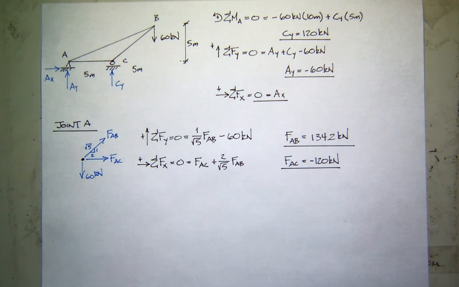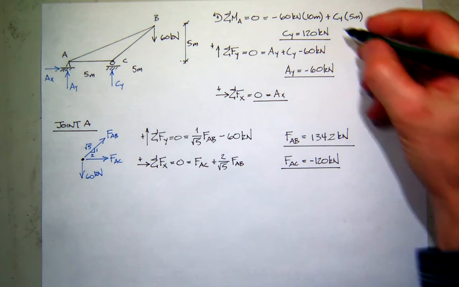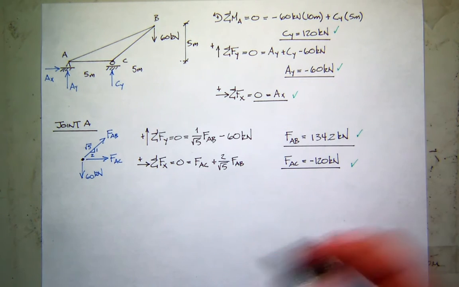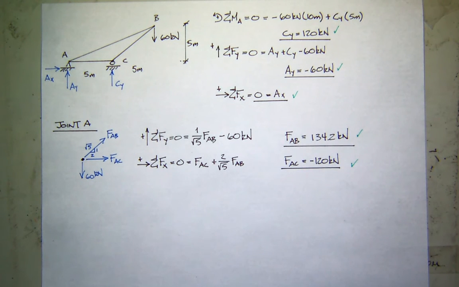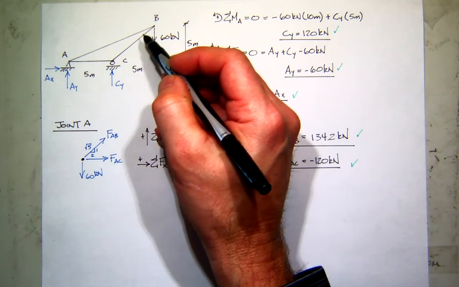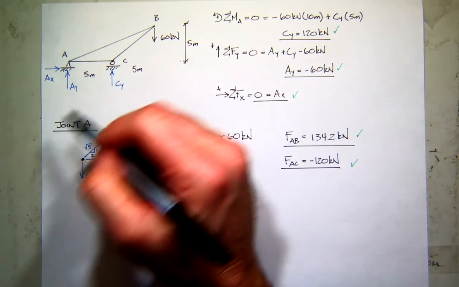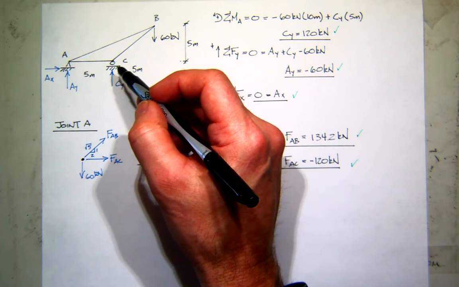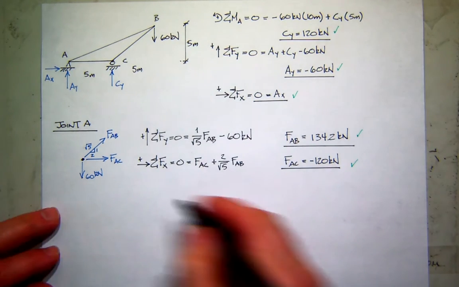So let's see. I have 1, 2, 3, 4, 5. I only have one thing I don't know. What is it? Yeah, the force in BC. Now you can decide to go to C or B. I still don't like B because of all the geometry, so I think C would be the easiest one. So let's go do that.